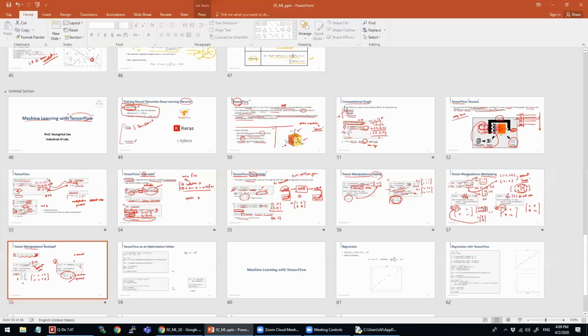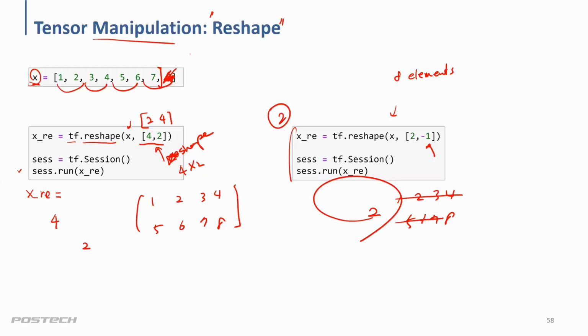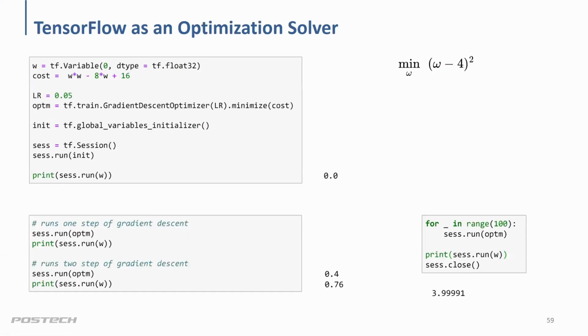Let me go back to here. So this is very convenient, and you're going to see the -1 very often in the Jupyter notebook later on. But to make sure, in this case it stands for 4. It automatically calculated the shape. Now let's move on to using TensorFlow as optimization solvers.